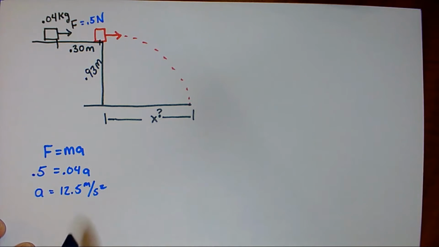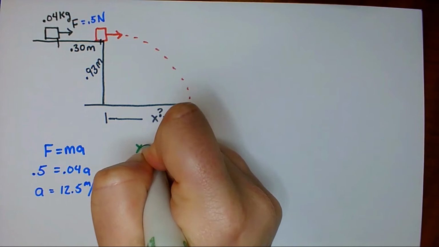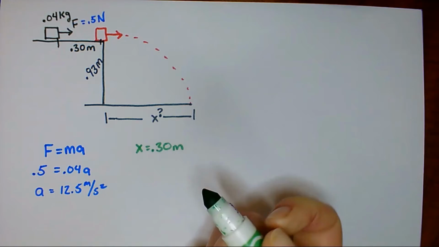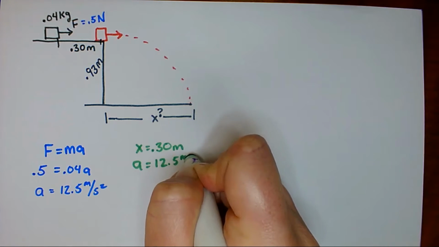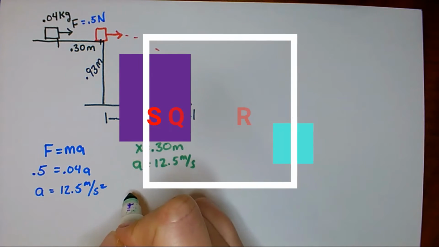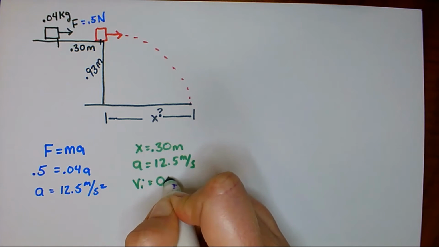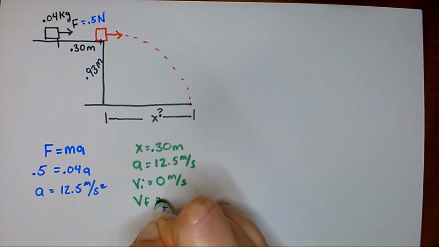So the mouse is going to accelerate it over this little distance here, and we want to know how fast it's going when it leaves the table. We know that it's going a distance of 0.30 meters. Its acceleration is 12.5 meters per second squared. And we know the initial velocity is 0. So that's three things. That's enough. I want to find the final velocity.